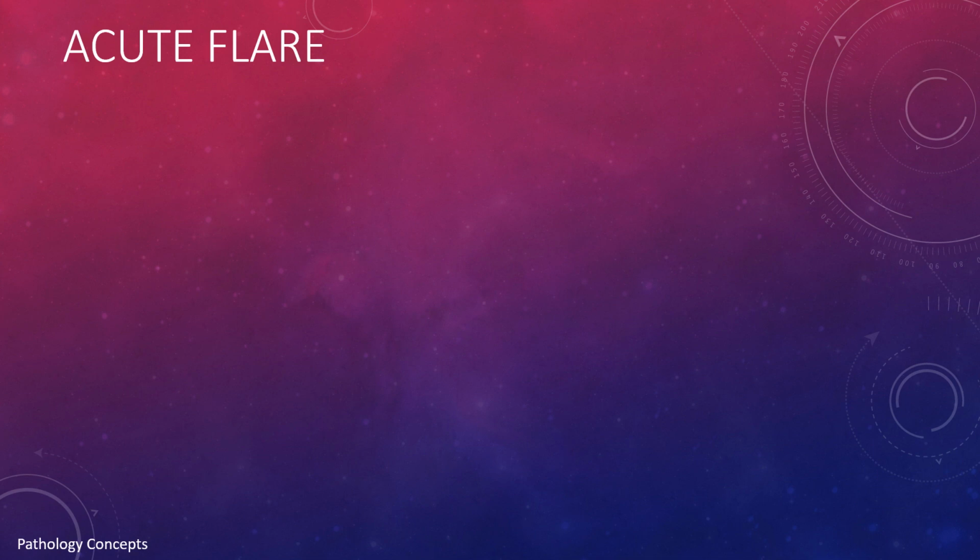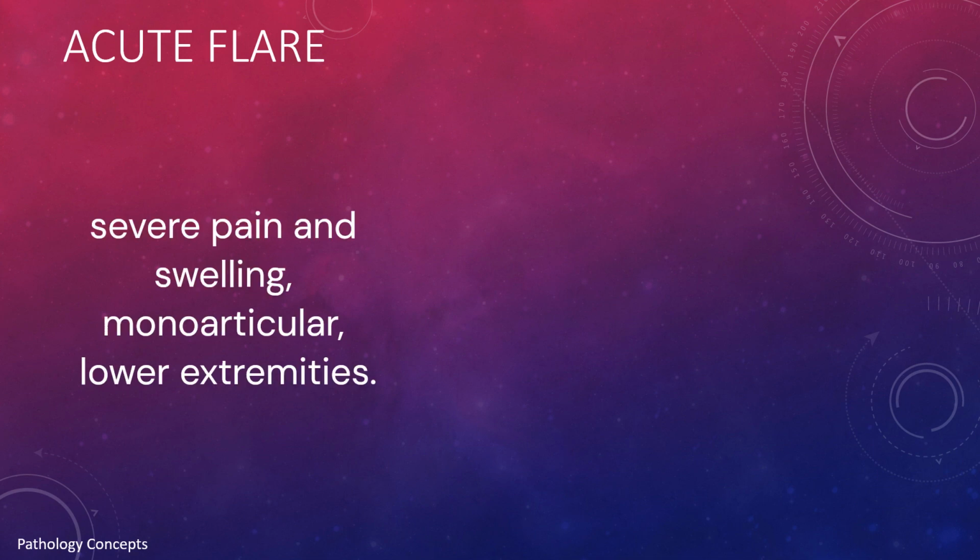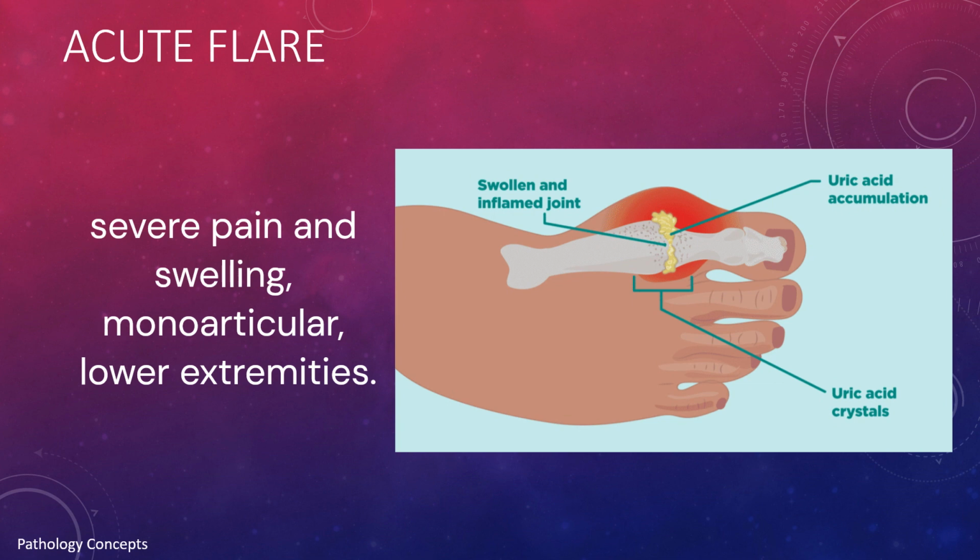Acute flare. This is the initial manifestation of gout. It is characterized by abrupt onset of severe pain and swelling. The maximum inflammation occurs within 12 to 24 hours. The gout flare is typically monoarticular, often occurring in the lower extremities. The most commonly involved joint is the first metatarsophalangeal joint.